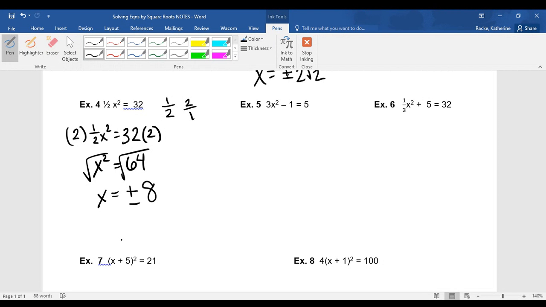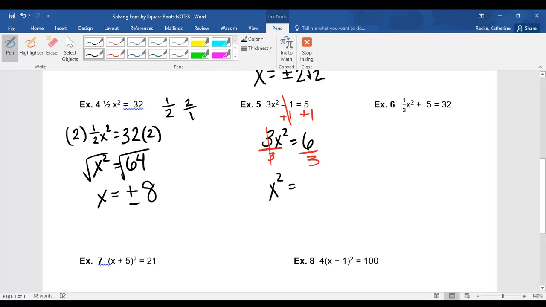Example 5. All right, I'm going to need to isolate my x squared. The first step I need to do is move this plus 1 so I can get the 3x squared by itself. So add 1 to both sides. That cancels out. I get 3x squared equals 5 plus 1, which is 6. Now I need to divide both sides by 3 to get the x squared all by itself. So 3 divided by 3 gives me 1.